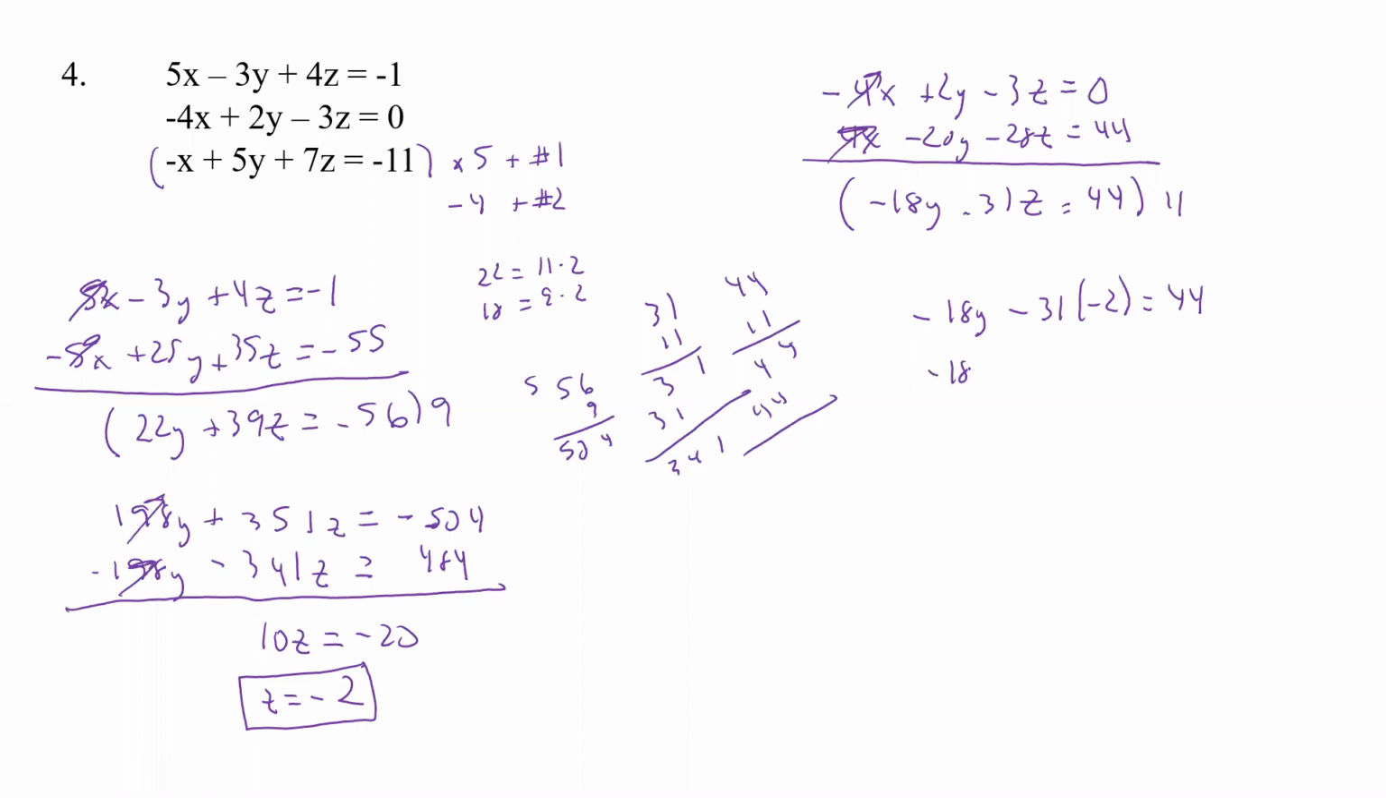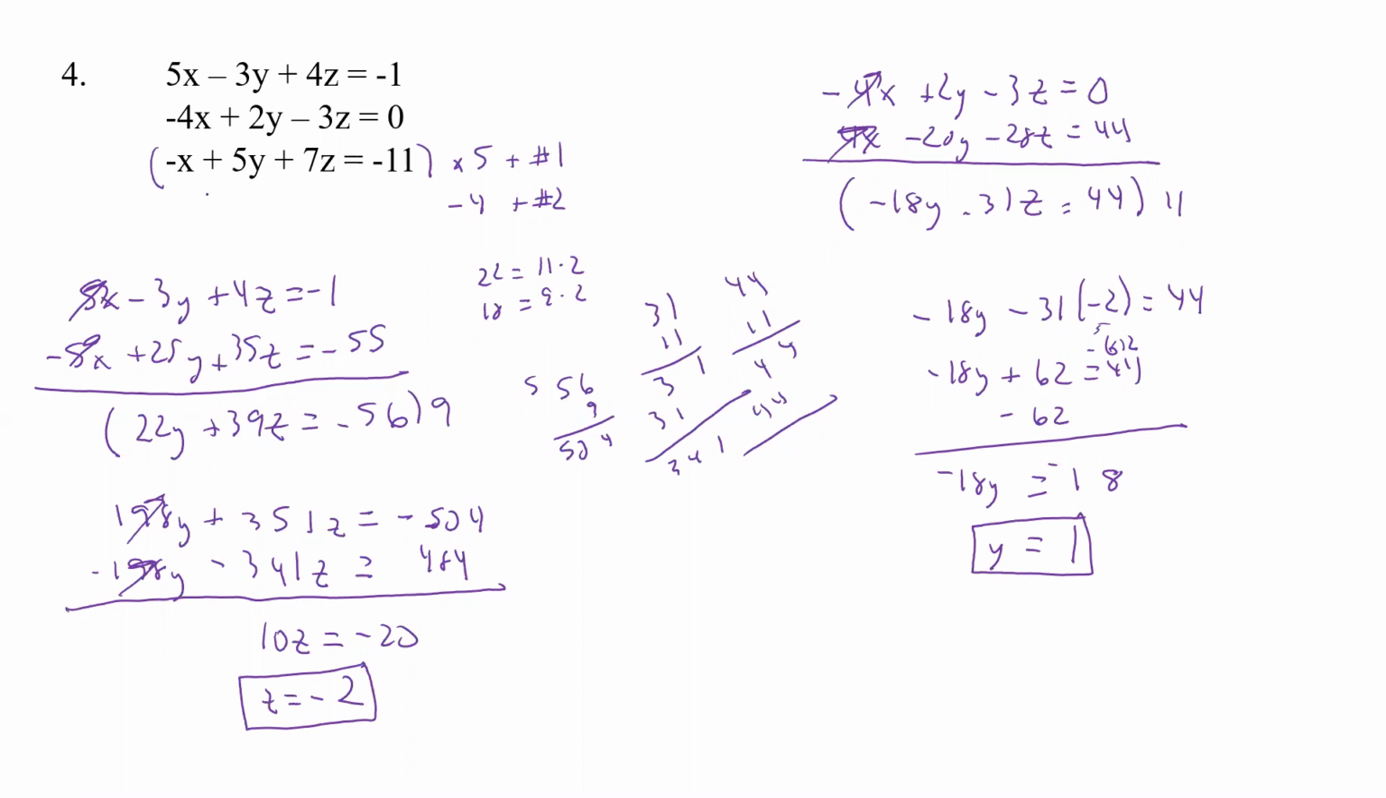And so minus 18y plus, and that's going to be a 62 equals 44, minus 62 minus 62. And so then we have a minus 18y equals, and so that's going to be a 5, that's 12, so it's going to be a 18, that's negative, so y equals a positive 1. Okay.